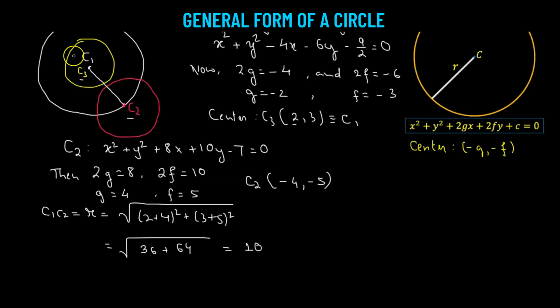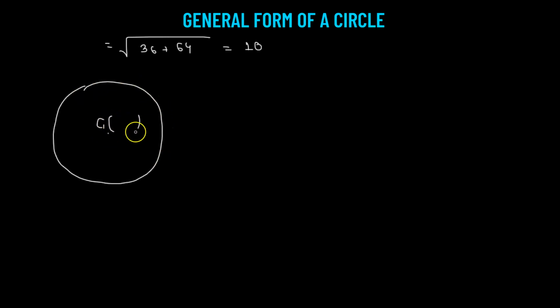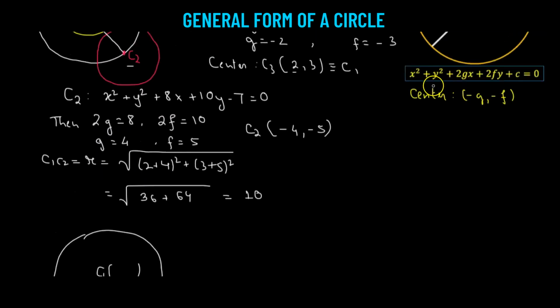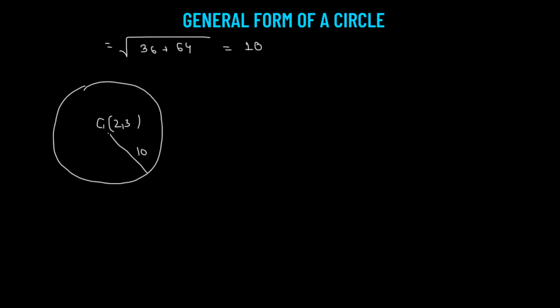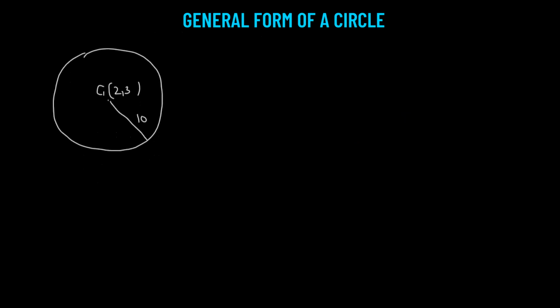Now finally we have the circle whose equation we need to obtain. It's going to have the center C1. We found that the coordinates of center C1 came out to be (2, 3), and the radius of the circle is 10 units. What we can do here is use the standard form of a circle to obtain its equation. So let's specify the standard equation of a circle.